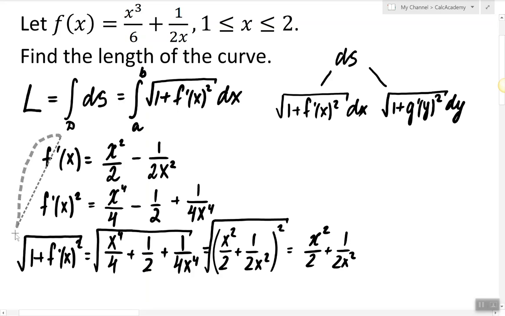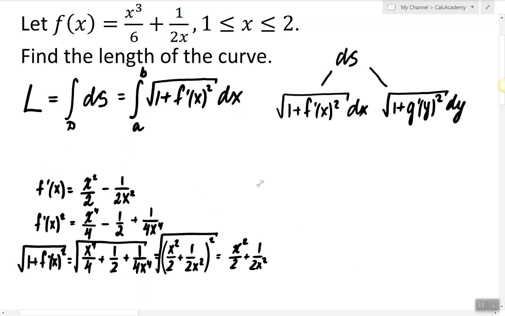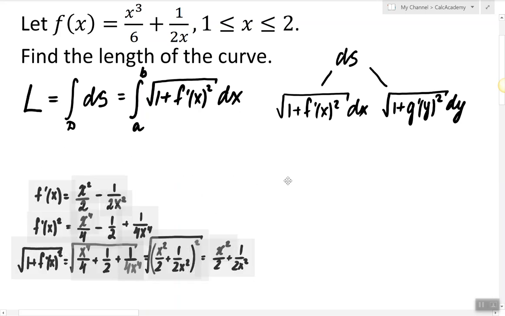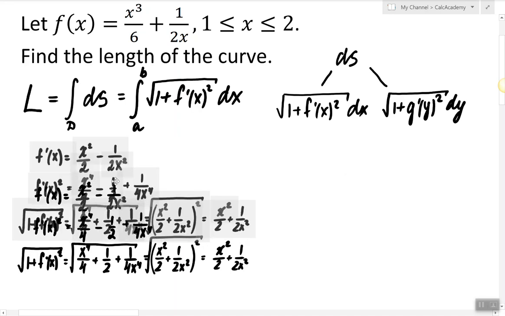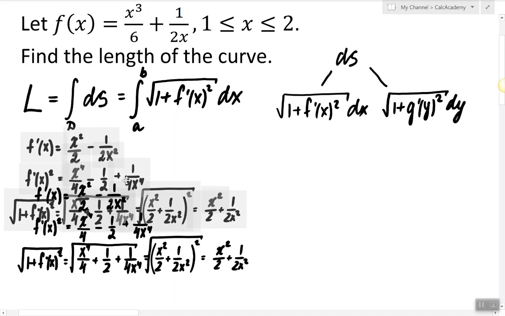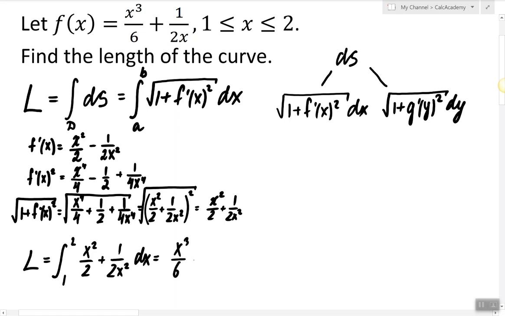So we have to integrate this on the interval from 1 to 2. So let me find a place for this work. The arc length will be the integral from 1 to 2 of this expression with respect to x, and the antiderivative is x cubed over 6 minus 1 over 2x.